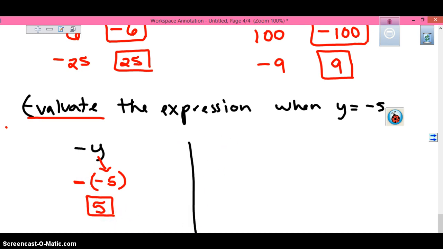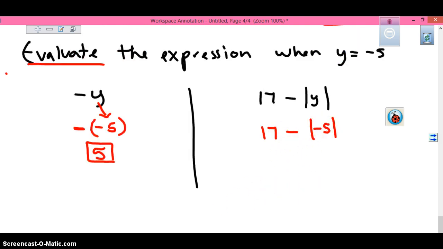Let's say we have to evaluate 17 minus the absolute value of y. Evaluate means we need to find the answer to. So we need to substitute y with -5, the absolute value of -5, and 17 minus the absolute value of -5. What is the absolute value of negative 5? 5. So we have to solve this first. In this case, the absolute value signs are our grouping symbol, like our parentheses. So now that we know that the absolute value of negative 5 is 5, we can say 17 minus 5. What's 17 minus 5? 12.